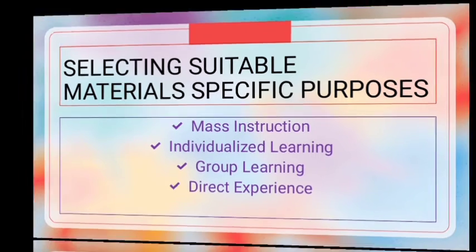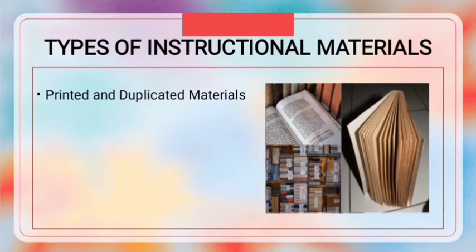Now let's move forward to the types of instructional materials. First is printed and duplicated materials. This type of instructional material has written descriptions, including scientific, scholarly, reference, and methodological teaching aids, as well as textbooks, books of problems and exercises, books for recording scientific observations, laboratory manuals, manuals for production training, and programmed textbooks.